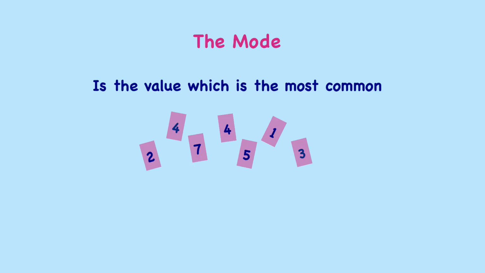So the first average we're going to look at is the mode average. This is the value which is the most common. So mode is most common. So what we do is we look at our numbers and see which occurs the most often, which is of course the 4. We've got one there and another one there. Therefore our mode is 4.